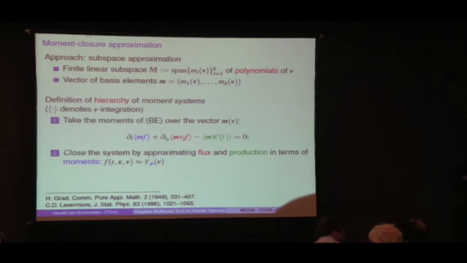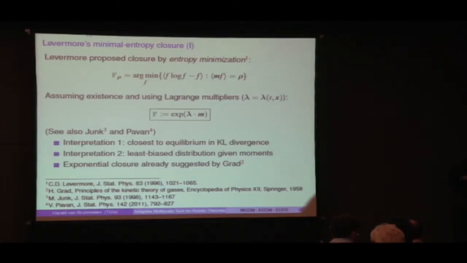And of course, if you do this for a finite number of basis functions, what you can show is that you get an exponential distribution. Right? So it's basically an exponential, but in the exponent you have a polynomial. You can give two interpretations to this. The first one would be that this closure is the approximation which is closest to equilibrium in the relative entropy. But a more interesting interpretation is the information theoretical interpretation of entropy, which shows that it's the least biased distribution that you have given the moments. Right? So with least bias given the moments, you would have to take this distribution.